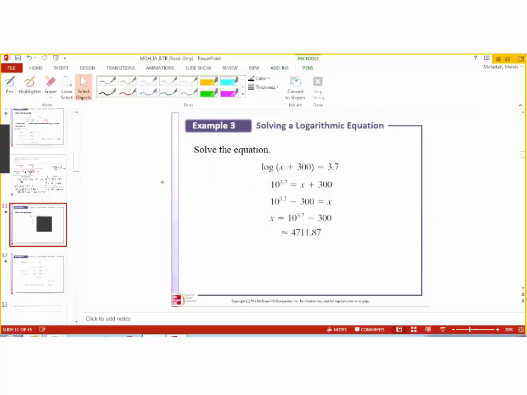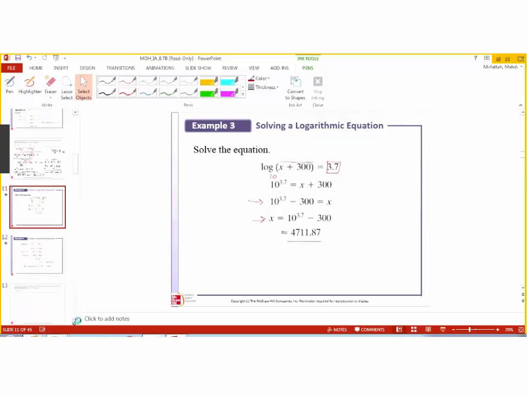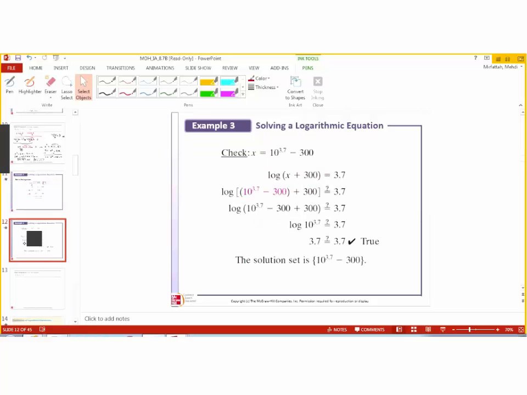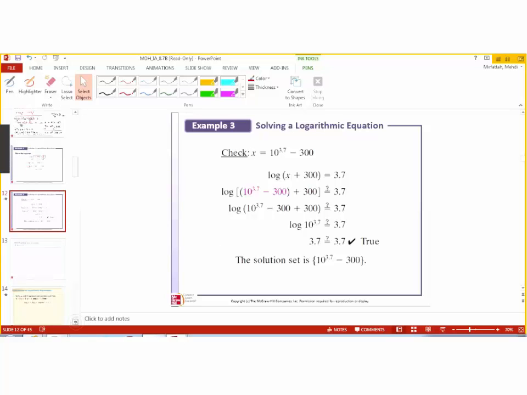Now, just another example here. Solve the equation. So the base is 10. That's why we don't have it here. So it will be 10 to the power of 3.7 is equal to the argument here. Then we just simply solve for x. You can use a calculator for this type. You can check the answer also using your calculator, which is okay.